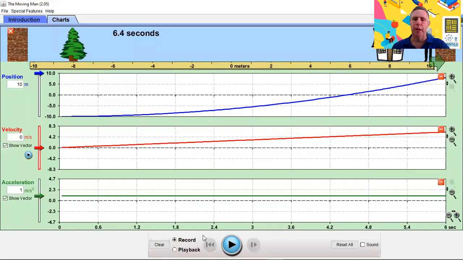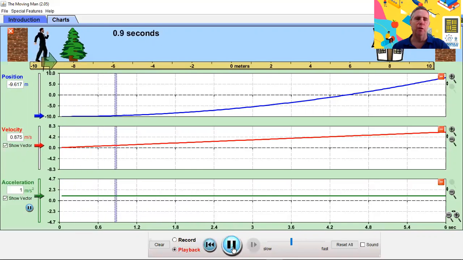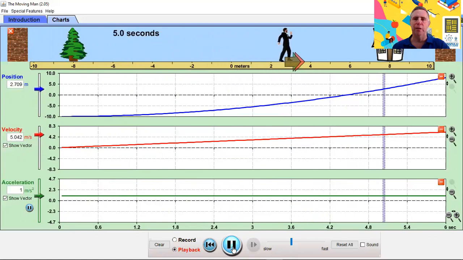Putting all the curves back, we can just do a quick replay to make sure that we've seen this. Again, please watch the vectors. At the beginning, the acceleration vector is 1 meter per second squared. That will not change, but I want you to watch the velocity vector grow as he moves from left to right and as he gets faster.